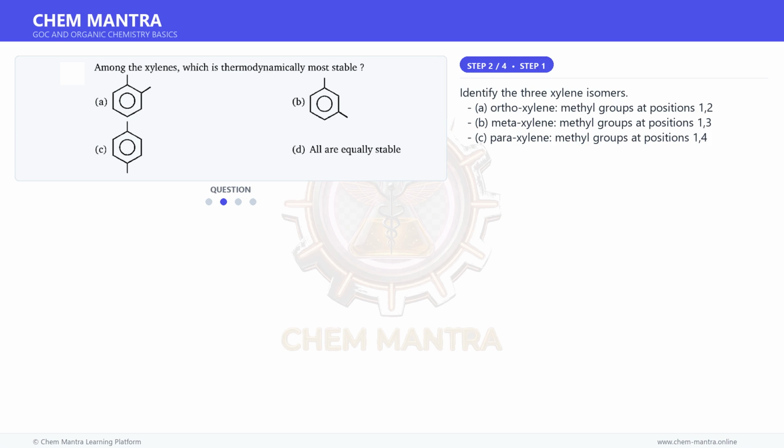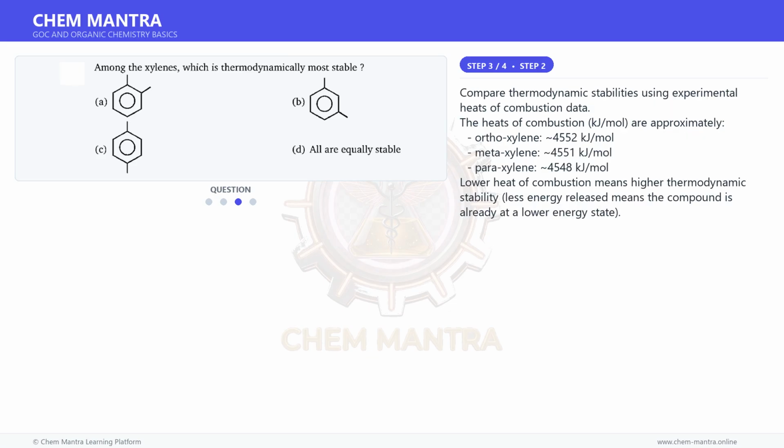Moving on to the next step. Identify the three xylene isomers. A. Orthoxylene, methyl groups at positions 1, 2. B. Metaxylene, methyl groups at positions 1, 3. C. Paraxylene, methyl groups at positions 1, 4.